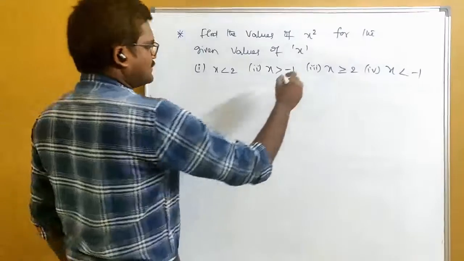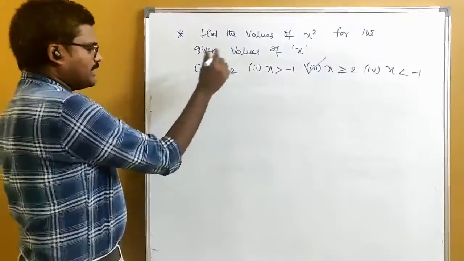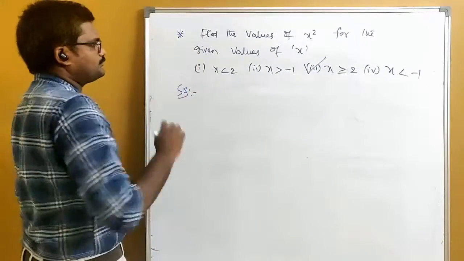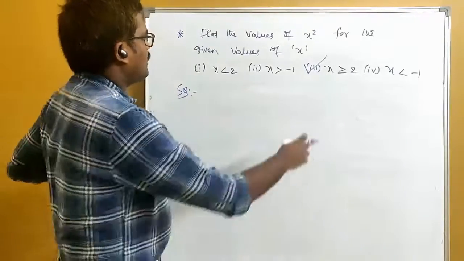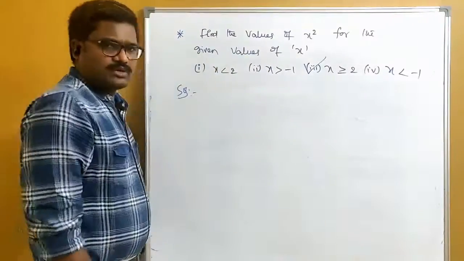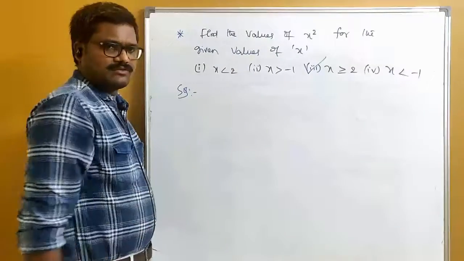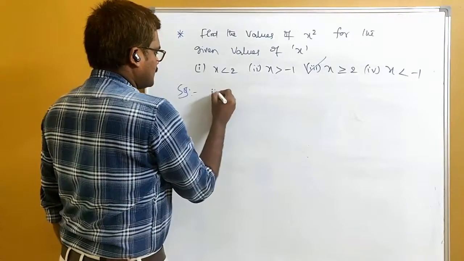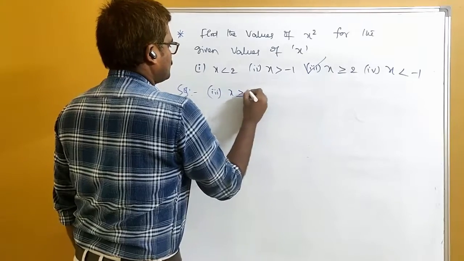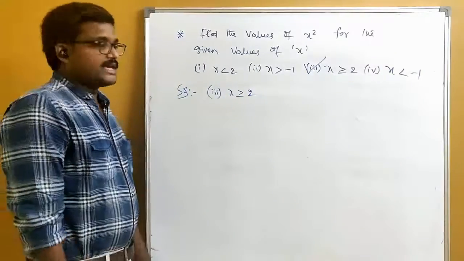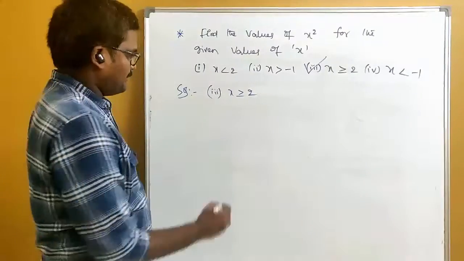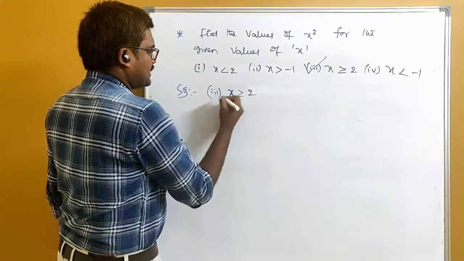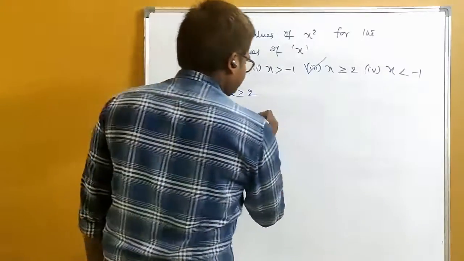Okay, now I'll explain this third one. Remaining three you can try on your own. Now he gave x values, x greater than or equal to 2. Now I want to find out the values of x square in interval form as well as in inequality form. Let us try to understand how to write x square when an inequality is given in terms of x. Okay, x is greater than or equal to 2.